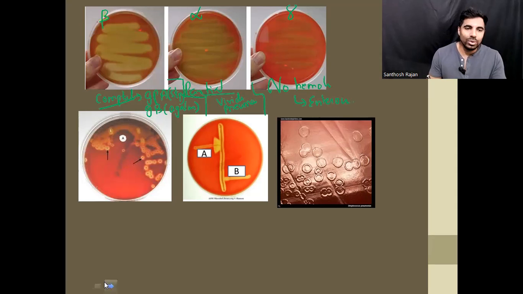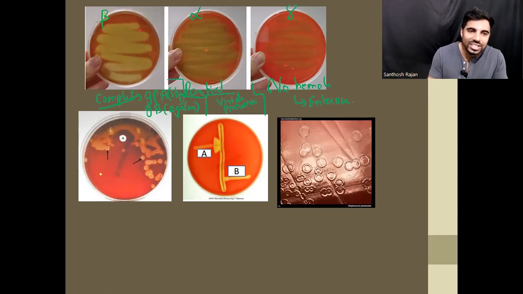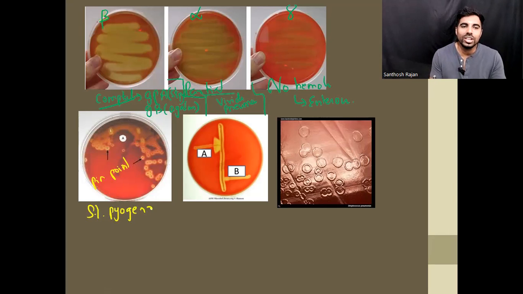Now look at this picture. This is important. This is a pinpoint colony. So pinpoint means what? It is Streptococcus pyogenes. They always have a point to prove. So pinpoint colony: Streptococcus pyogenes.